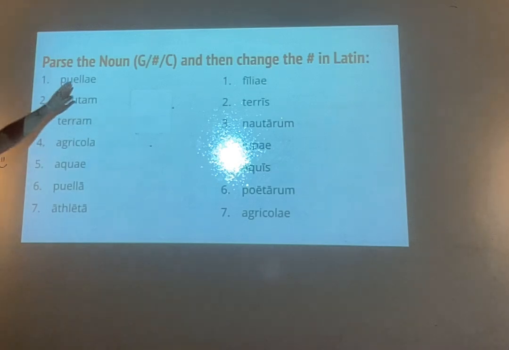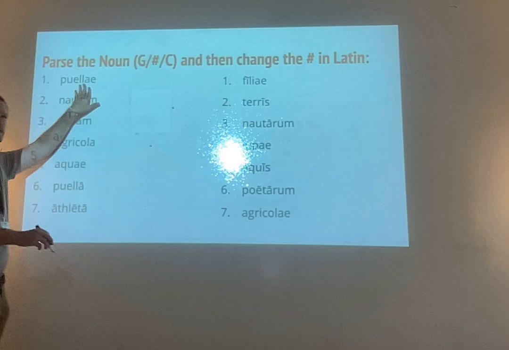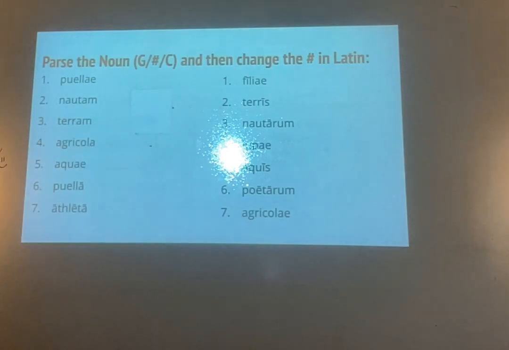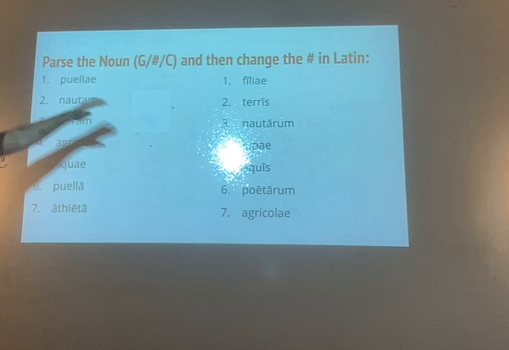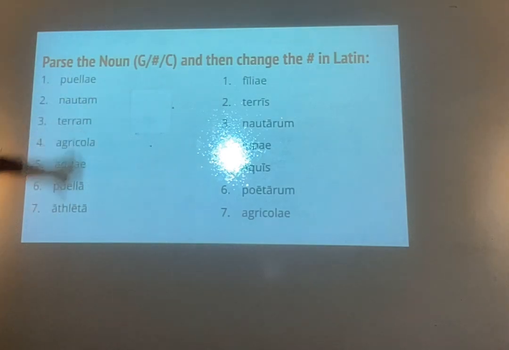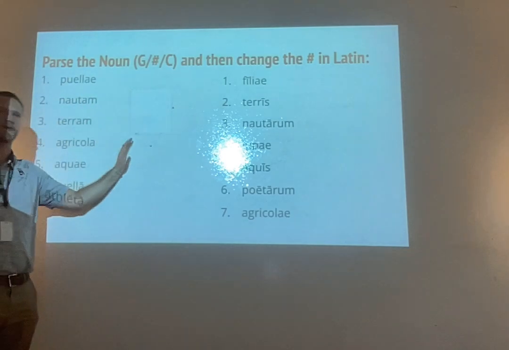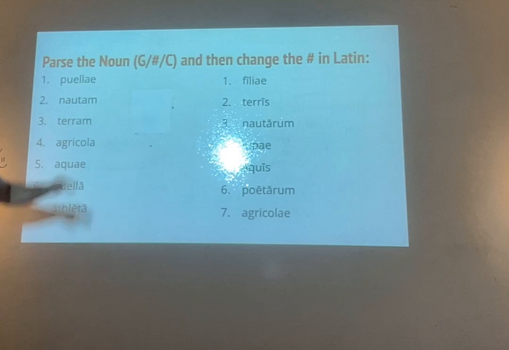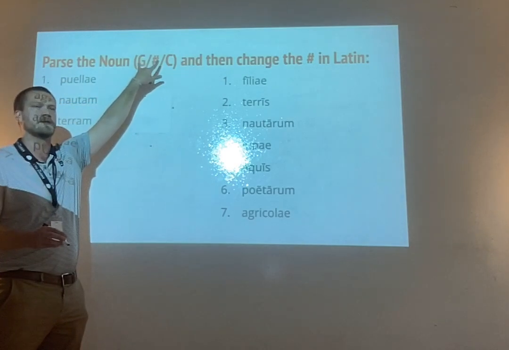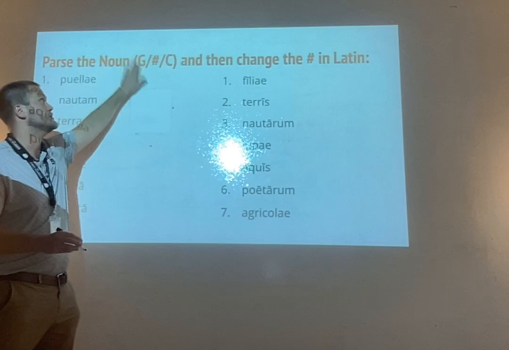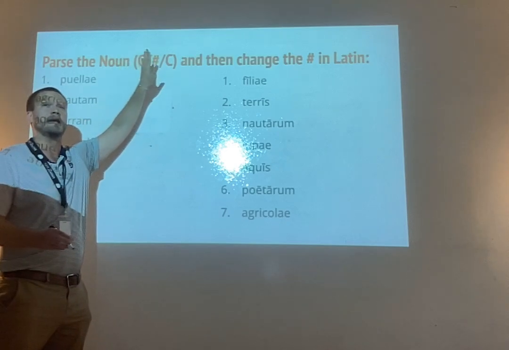So number 1, you can go ahead and write down puelai for number 1. Technically, this is exercise 4 because we did 1, 2, and 3 yesterday. All right? So you'd write down the word puelai, and the goal here, as you can see right up top, is to change all of these words, which are all singular, into their plural form. So all you're changing is the number. But first what we have to do is parse. And remember, those are the 3 parts of a noun: gender, number, and case.